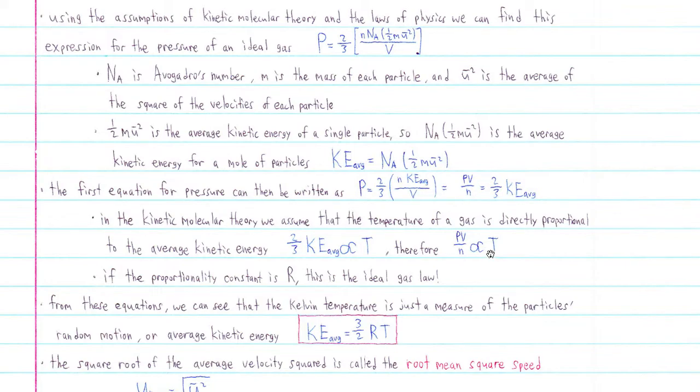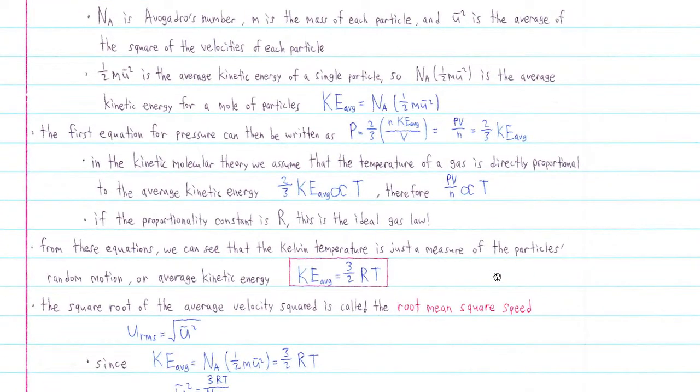And so if we take the proportionality constant as the universal gas constant, then we get PV over N equals RT. That's just the ideal gas law. So the whole point is that the ideal gas law was first formed through experiments, but using the assumptions of kinetic molecular theory and physics, we can derive the ideal gas law just from doing some math.